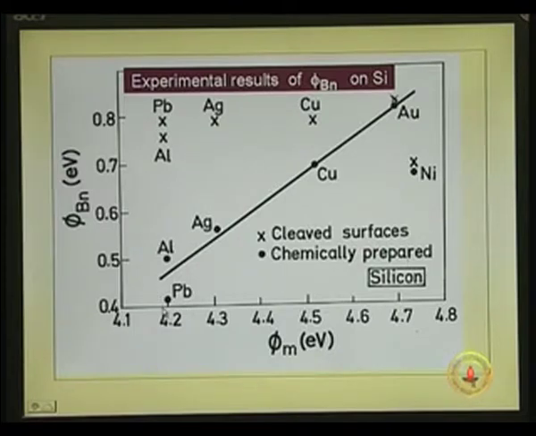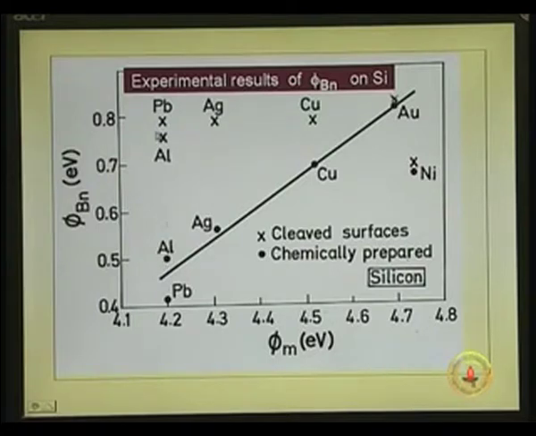If phi m is 4.2, the phi b n that you must have got, for silicon chi being 4.05, would have been 0.15. Now, you see here there are two values for aluminum. The cross says 0.75 electron volts, and for the same material the black dot says 0.5, both of them away from your theory. So it shatters your theory totally.